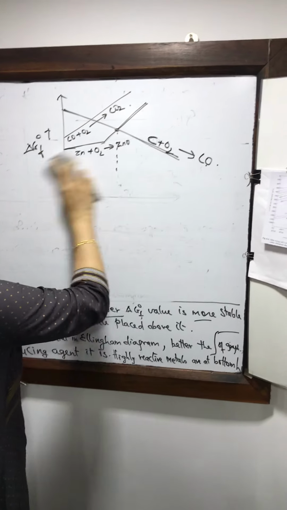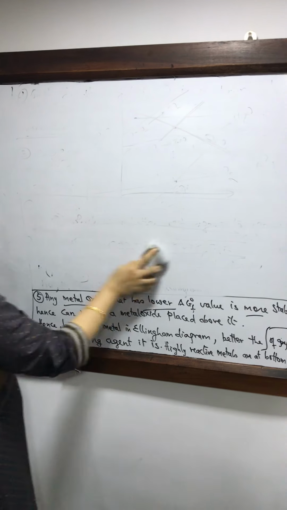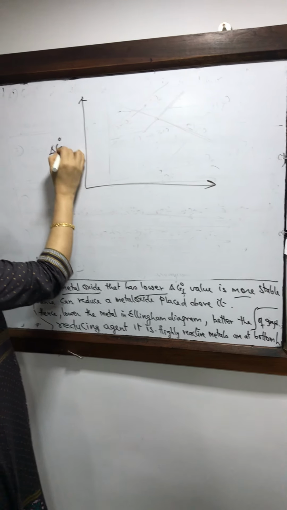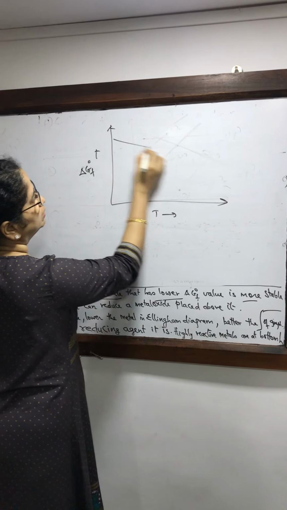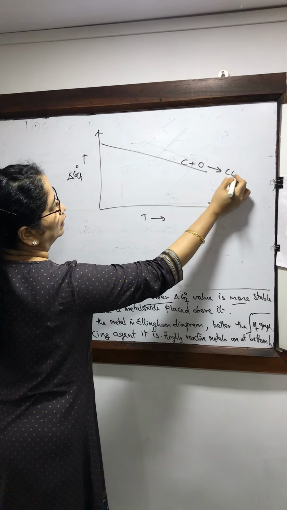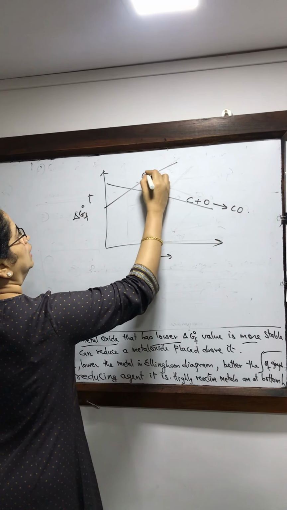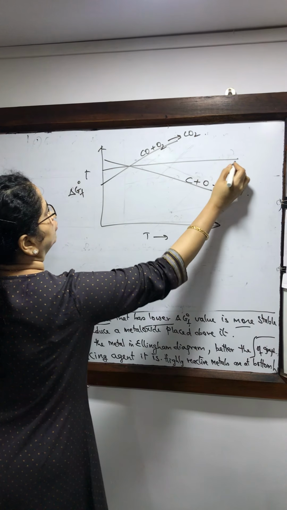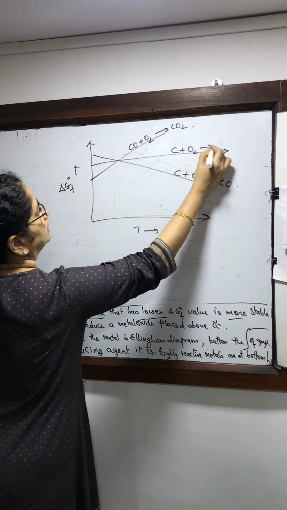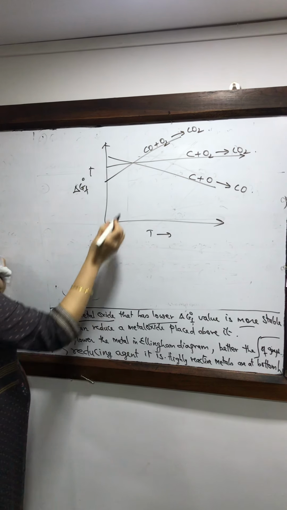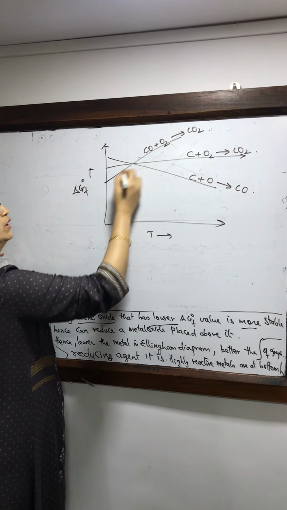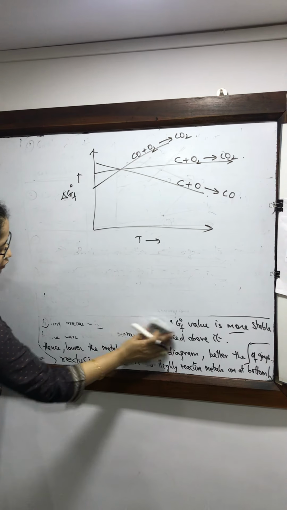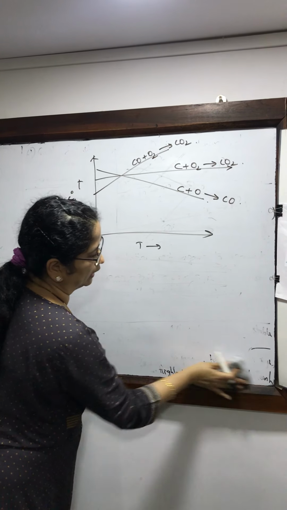Now let us understand the graph for carbon monoxide. This is the graph for formation of carbon monoxide. This is the graph for carbon monoxide to carbon dioxide, and this is the graph for carbon dioxide. Now you will see this is one graph coming in the downward direction, this is going in the upward direction, and this is parallel to the x-axis. Now why is it that way? What is the reason that the three graphs are different?